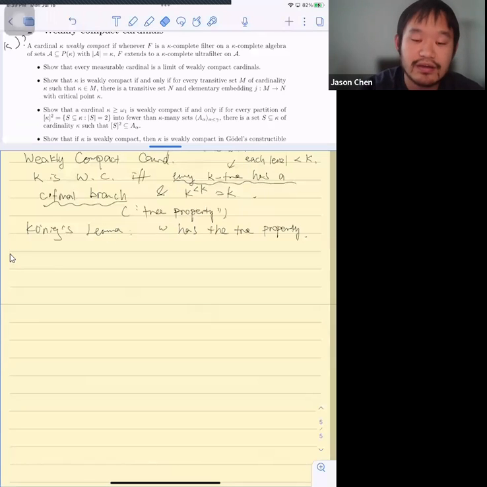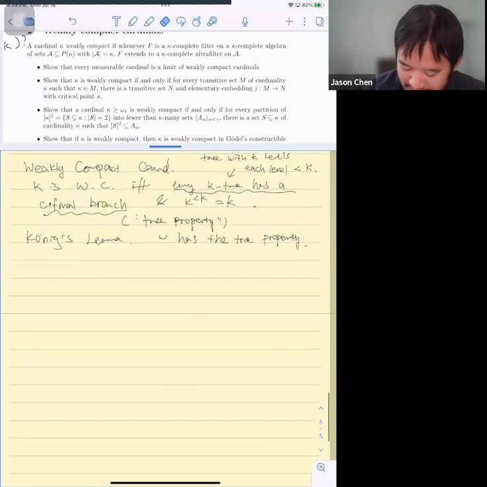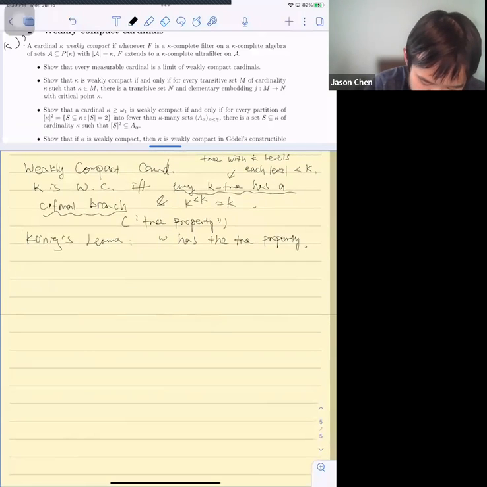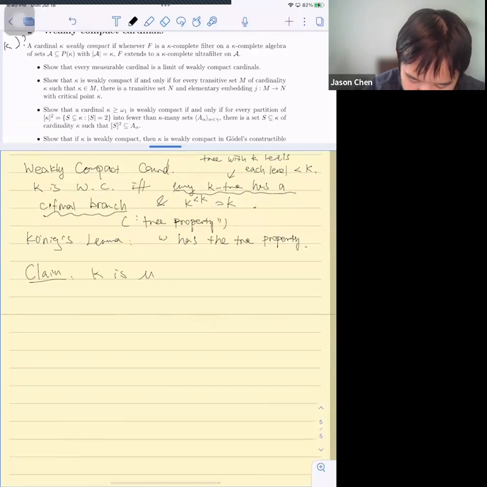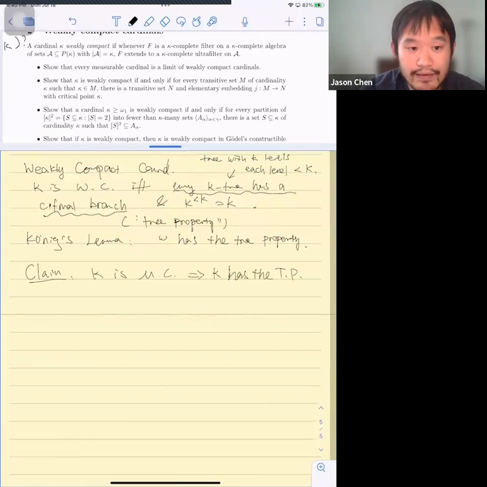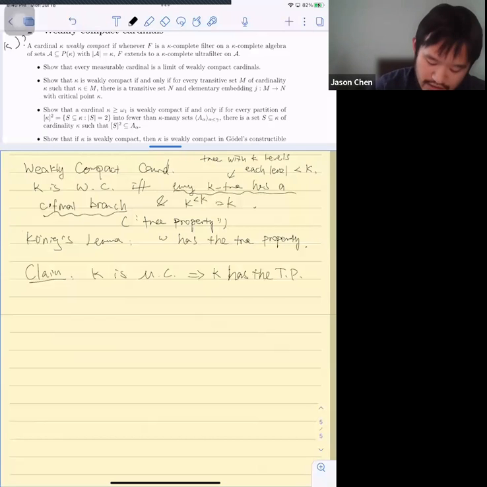Okay, this is easier to work with in that it gives the shortest proof that measurable cardinals are weakly compact. So the claim is: kappa is measurable implies kappa has the tree property. Let me write TP. All right. And the proof is short and sweet.